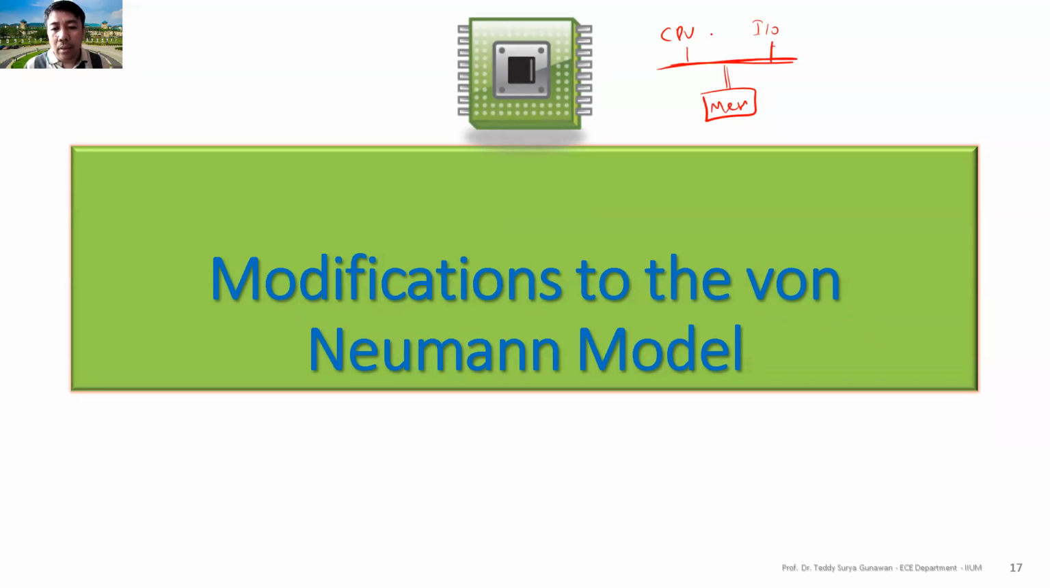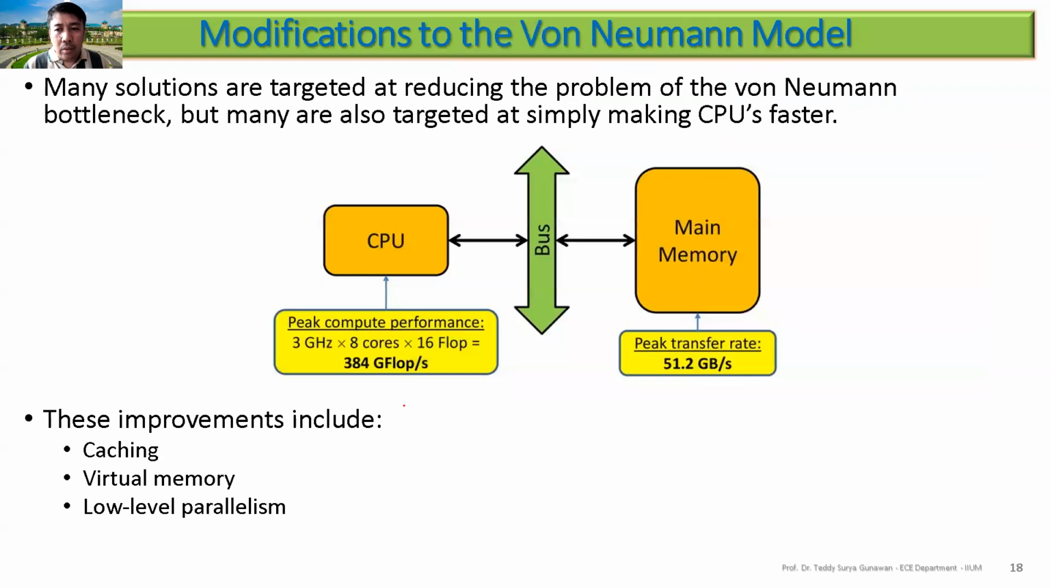Okay, so now how can we modify the von Neumann architecture to be faster? Many solutions are targeted at reducing the problem of the von Neumann bottleneck, but many are also targeted at simply making the CPU faster. But remember, when you make the CPU faster but the memory is slower, the performance will still be determined by the slowest part. The upper bound will be determined by the slowest part.